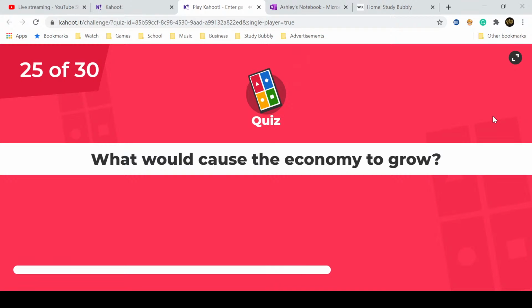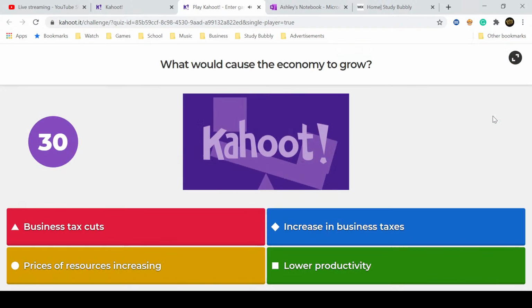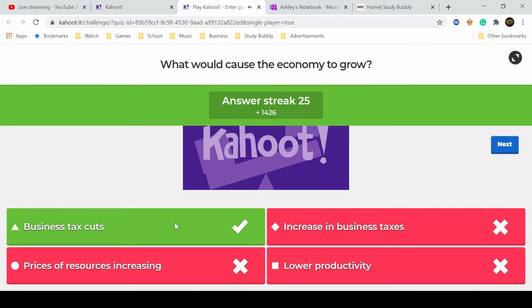25, what would cause the economy to grow? So business tax cuts, again, they'll become more productive because it costs less money to create goods and services. That's very simple. Price of resources increasing would lower economic growth. Increase in business taxes, again, lowers growth because it costs more to create stuff, and lowers productivity. That causes the economy to not grow because you're not being productive with your resources.